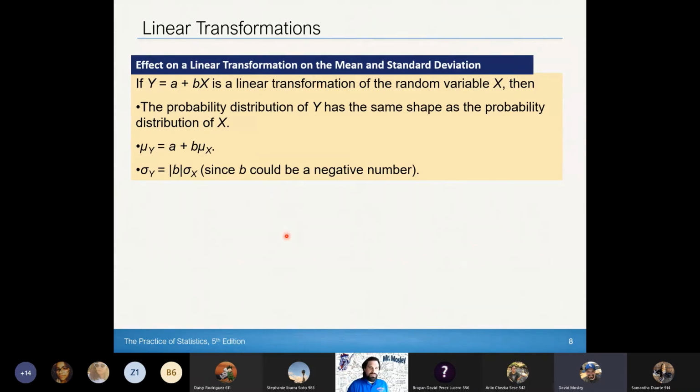The mean of y is equal to a plus b times the mean of x, and the standard deviation of y is equal to the absolute value of b times the standard deviation of x. And again, we use the absolute value of b because b could be a negative number. Right? We can't end up with a negative standard deviation.